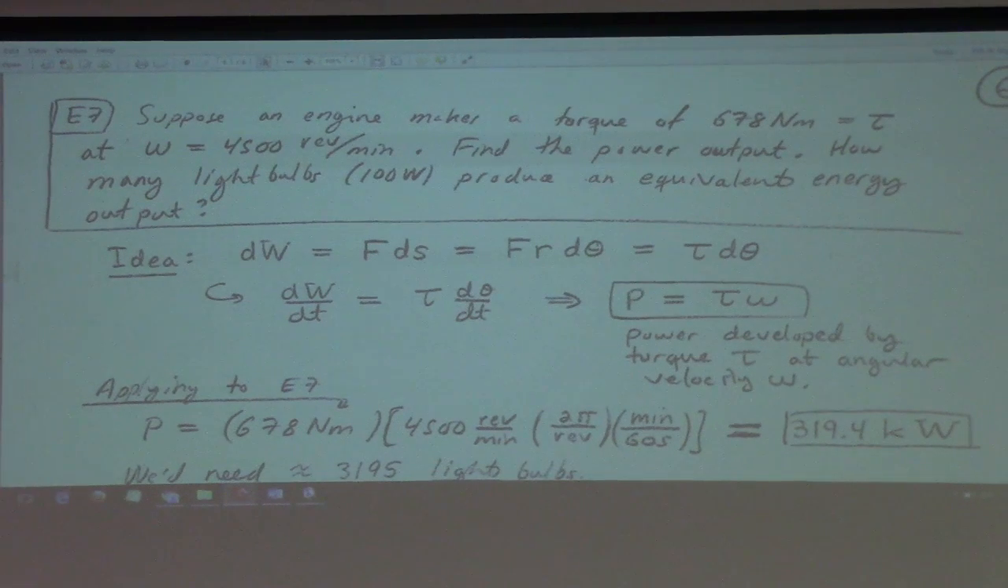Just like before, if you wanted the power developed by a force being applied to a particle with velocity v, F dot v gave you the power developed. That's actually what we integrate to calculate the work done in the work integral. If you look at the thing we're integrating in the line integral for work, it's the power, it's the force dot the velocity. Anyway, you do the unit conversion, you get 319.4 kilowatts. Yay.